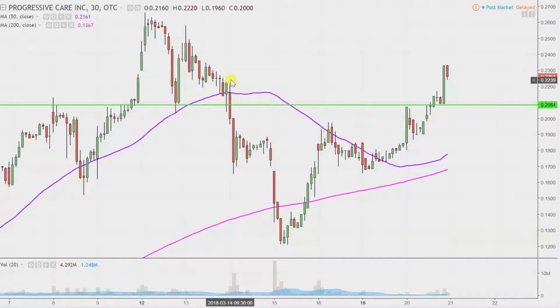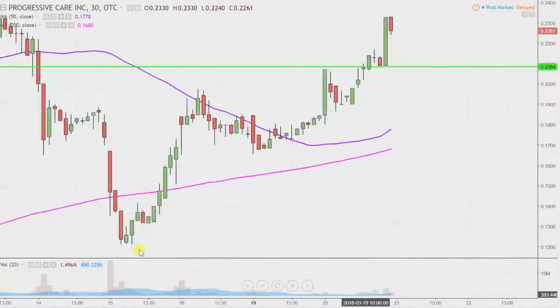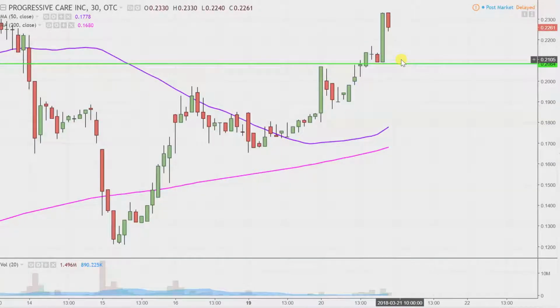Now, don't get me wrong, if the price falls below 21 cents, I'm not saying that the entire chart's ruined or anything like that. But if the price can manage to stay up above 21, that would certainly be a huge sign of power going forward. So 21 cents, again, that ideal level of support.